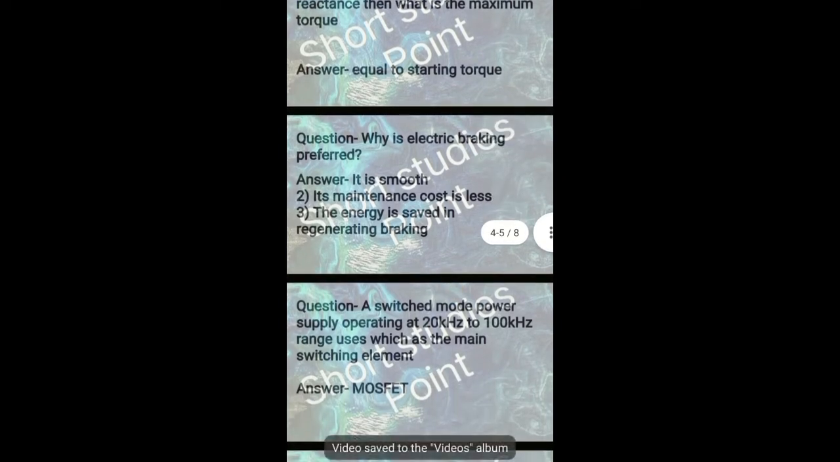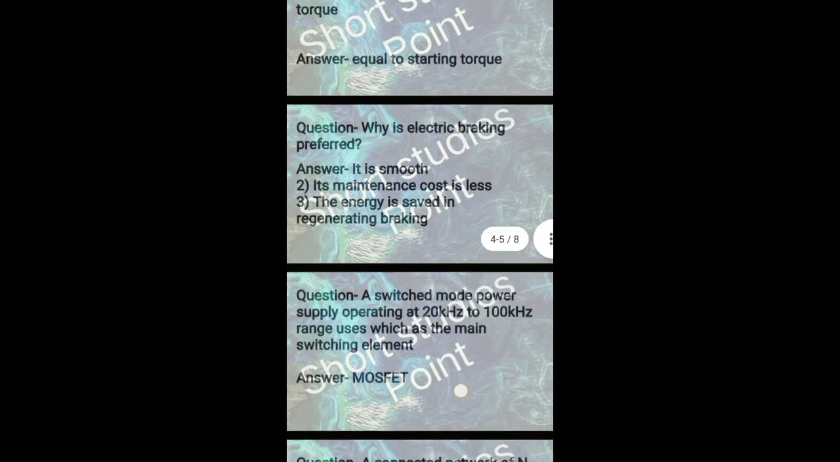Next question: why is electrical braking preferred? Answer: it is smooth, its maintenance cost is less, and the energy is saved in regenerative braking. Next question: a switch mode power supply operated at 20 kHz to 100 kHz range uses which as the main switching element? Answer: this is MOSFET.